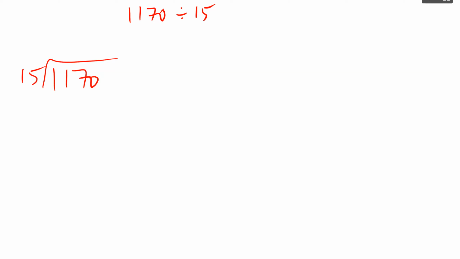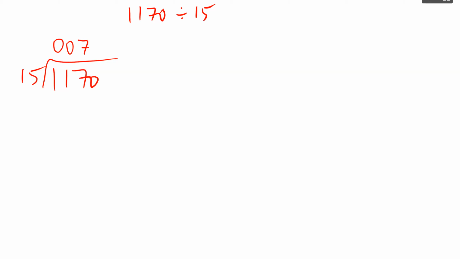How many 15s are in 1? 0. How many 15s are in 11? 0. How many 15s are in 117? I'm not real sure, so I'm going to have to do some trial and error, some guess and check maybe. I know that 4 15s is 60 from a clock, right? So 15 minutes times 4 is 60 minutes. So I know that 8 15s will give me 120 minutes. So it's got to be less than 8. So we can do 7.